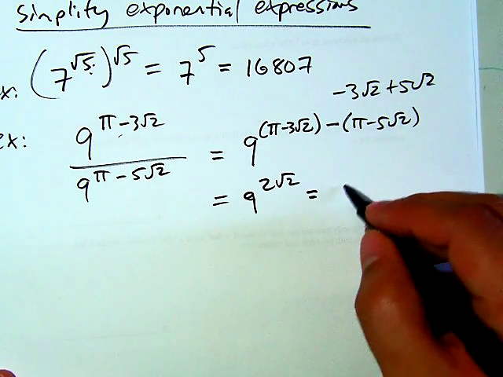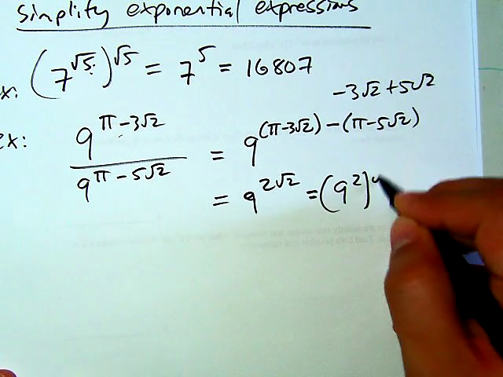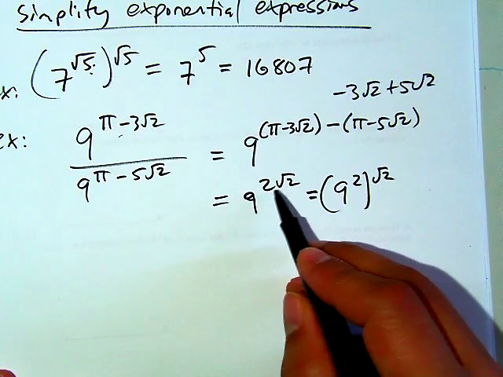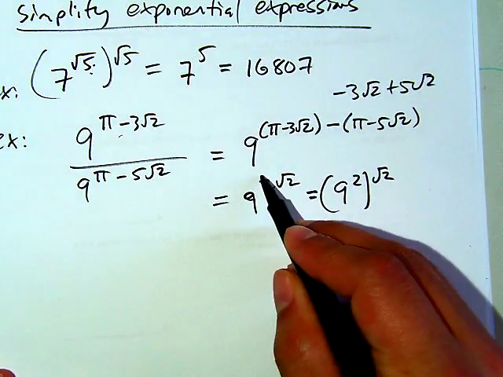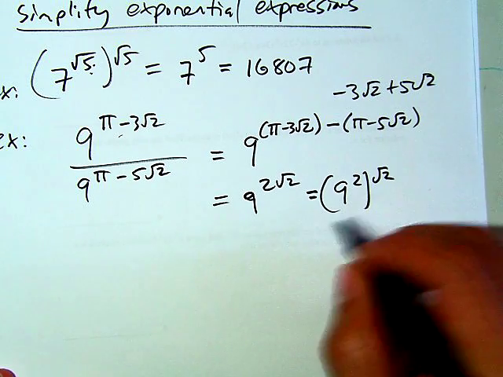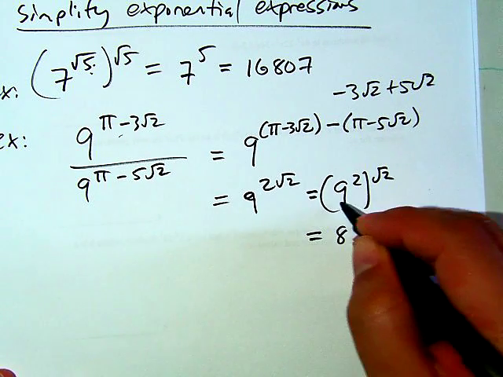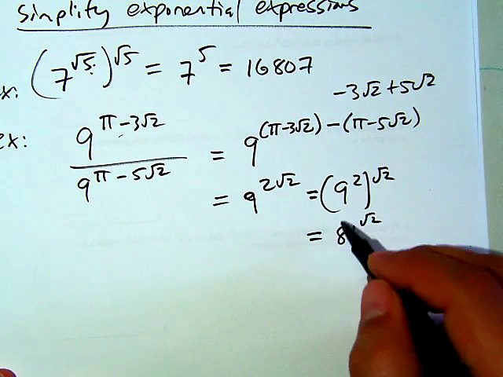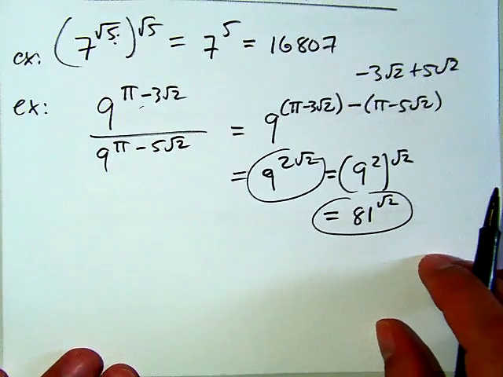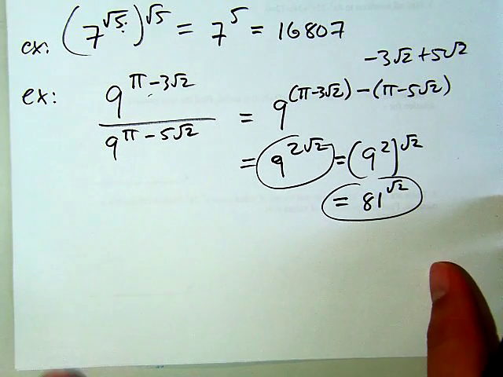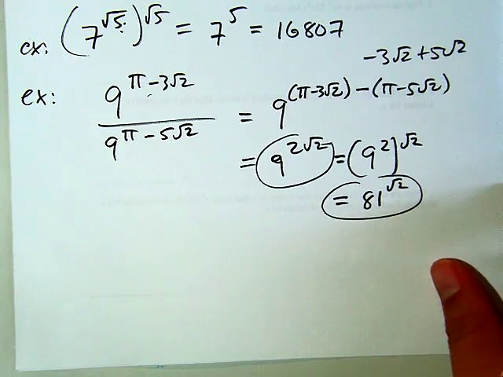You could also say that this is the same as 9 squared to the root 2 using the exponential property that you can multiply these exponents to get this answer right here. So you could also say that this is 81 to the root 2. So either 81 to the root 2 or 9 to the 2 root 2 would be okay answers with me. Okay? So that's some basic simplifying examples.